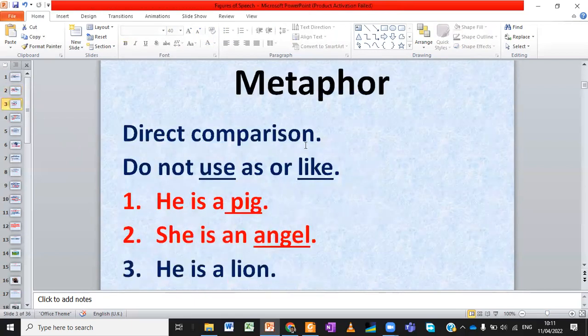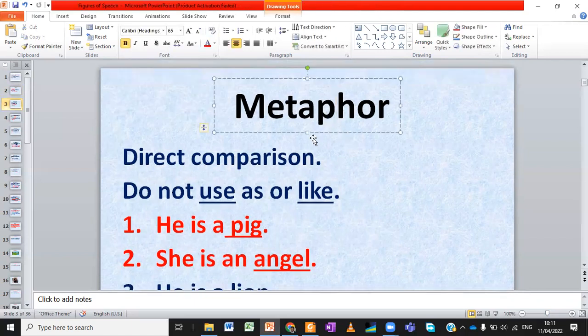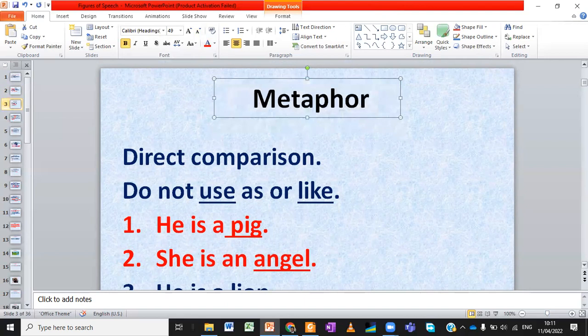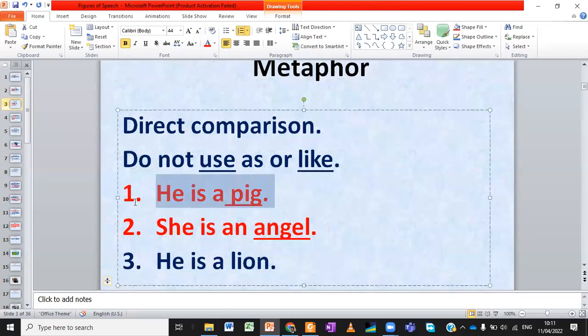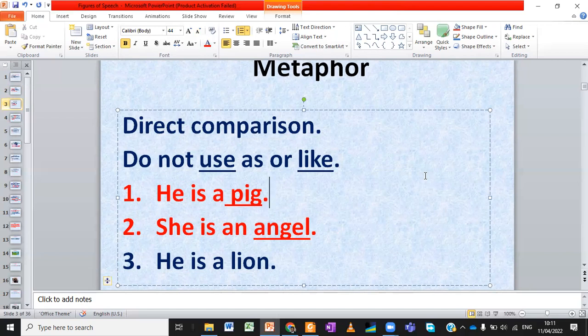Metaphor also compares two things, but this time, metaphor does not use as or like. So if instead of saying the person is as dirty as a pig, you say what? The person is a pig. Now, which one is more painful, when they say you are as dirty as a pig or you are a pig? You are a pig. You see, you are being direct. It will hurt the person more.